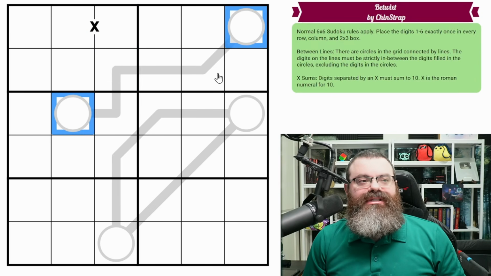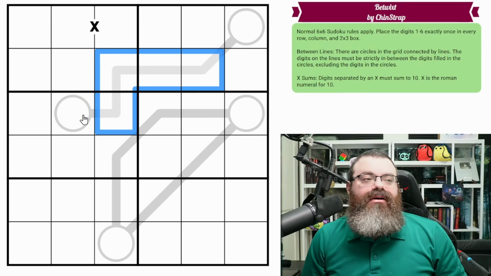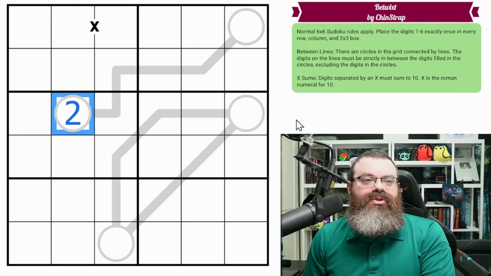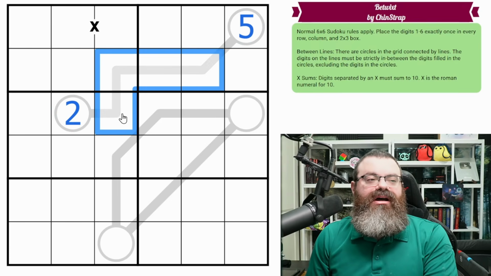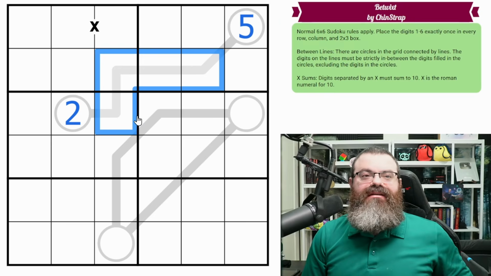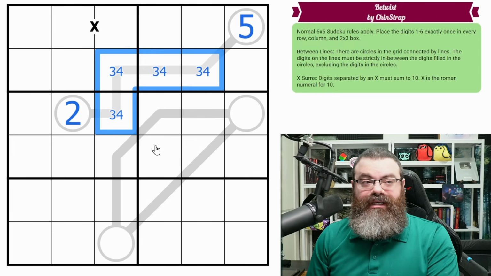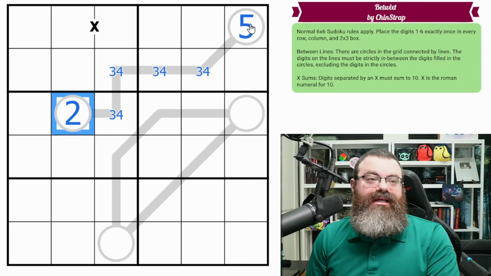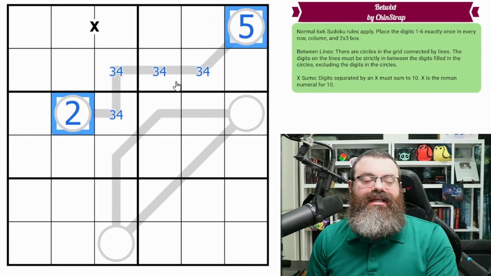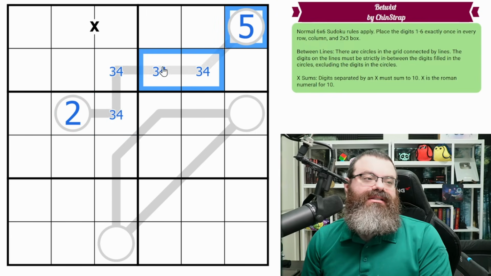So there's two circles and then a line that connects them. Whatever digits are in the circle, say 2, 5, the digits on the line have to be strictly in between those two digits. So these would be from 3 and 4 only, because they can't be 2, 5 and they can't be 1, 6 because 1 is outside the range and 6 is outside the range.